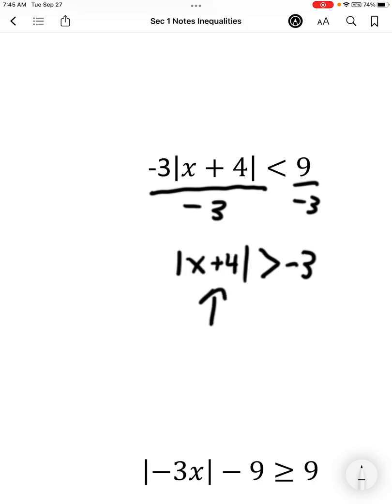So now we have the absolute value of something is bigger than -3. Everything is bigger than -3 once you take the absolute value of it. So from here, our answer for everything is all real numbers. I'm going to go ahead and write the fancy symbol for it.